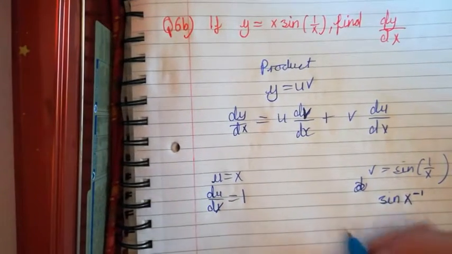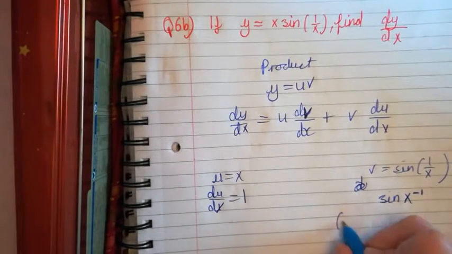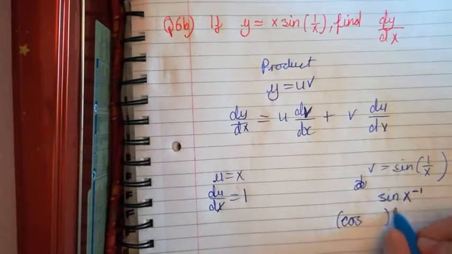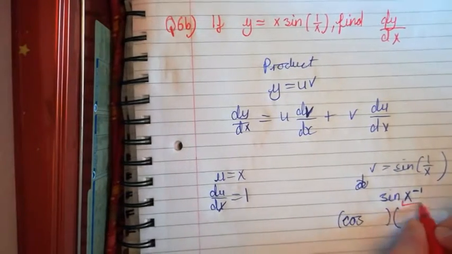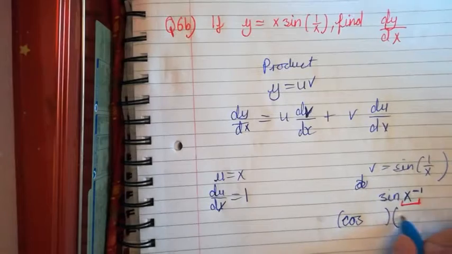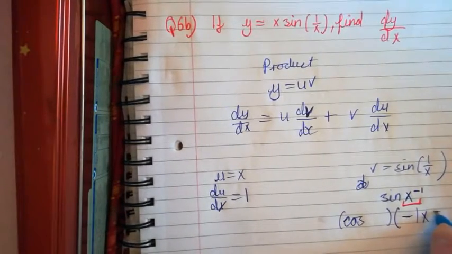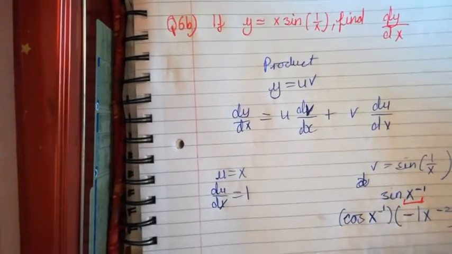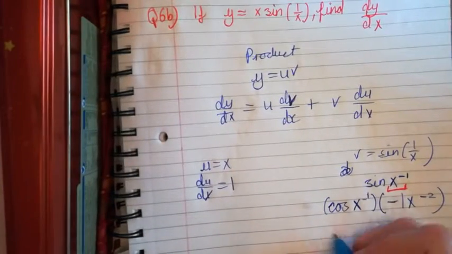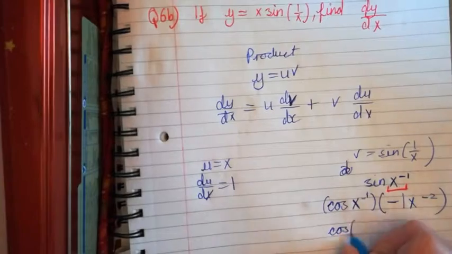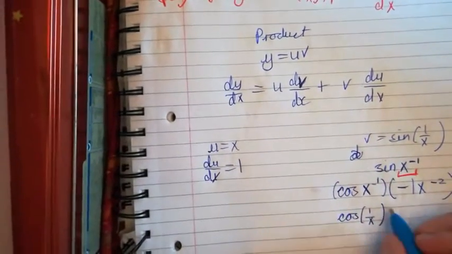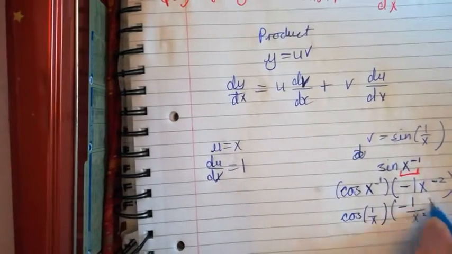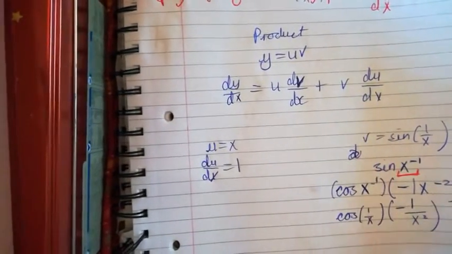So with the chain rule, we differentiate the sin part, which will be cos of the angle, by the derivative of the angle, which is the derivative of x to the power of minus 1. So it will be minus 1 x to the power of minus 2. And then we just sub in what the angle was. So it's cos of 1 over x multiplied by minus 1 over x squared. And then we're going to sub that back into our formula.